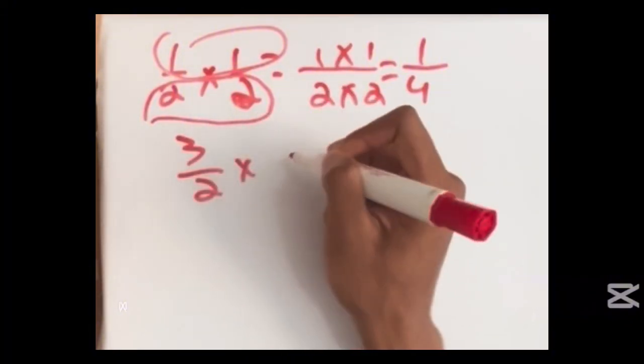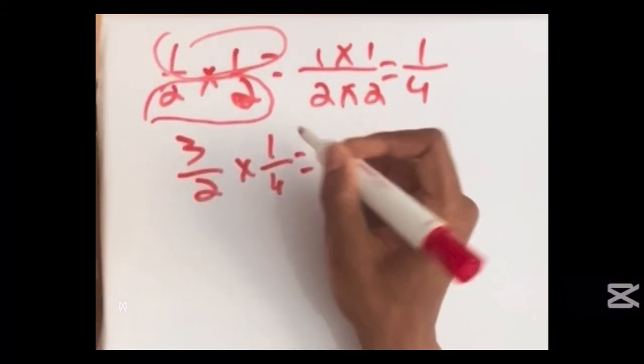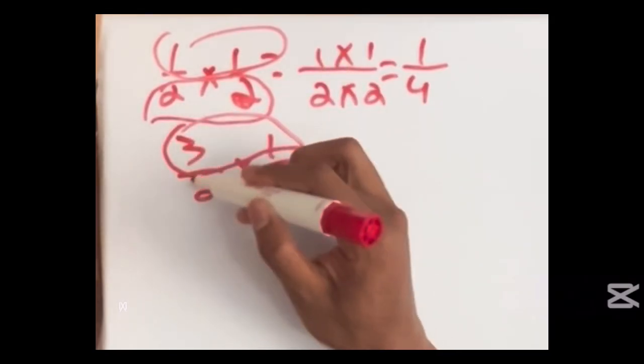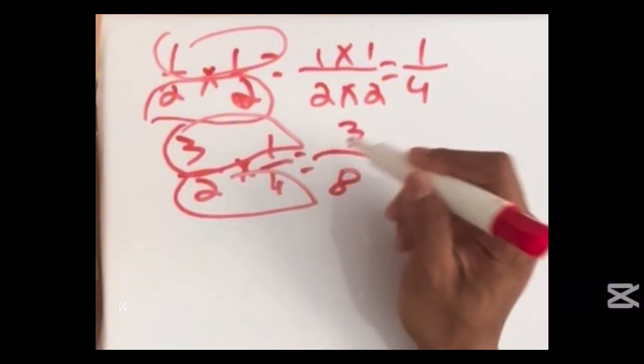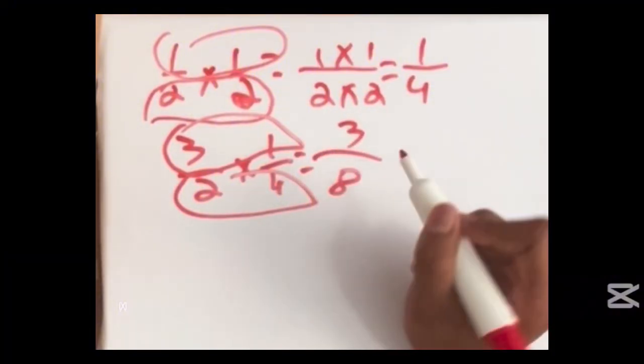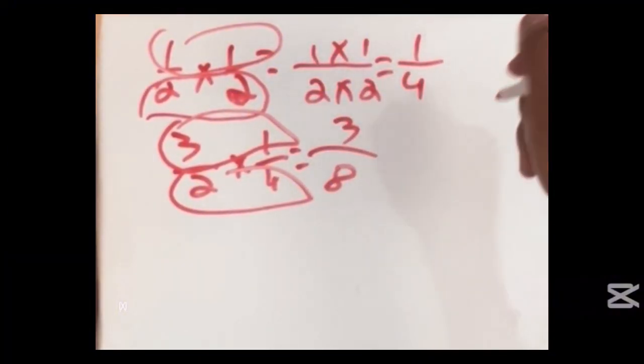Same thing, let's do something more complex. 3/2 times 1/4, right? You just multiply 3 times 1 and 2 times 4, which is going to equal 3 over 8, right? This is it. This is your final answer.